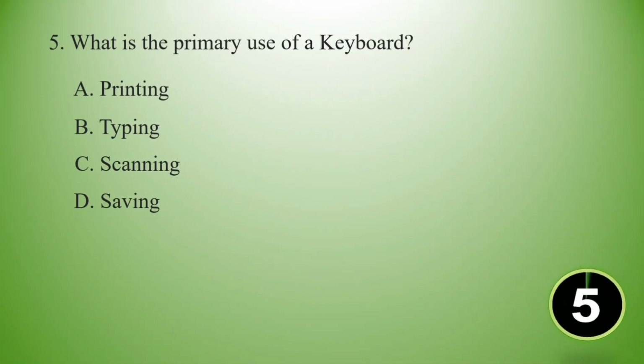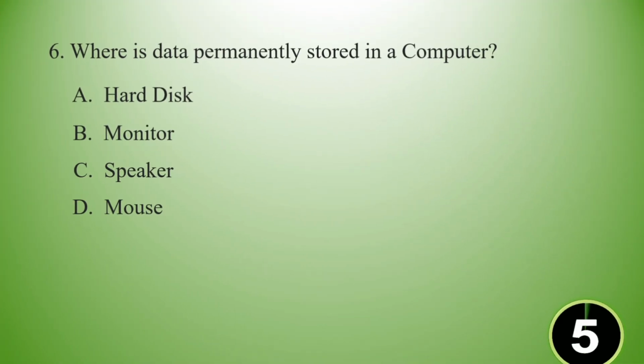Fifth question is, what is the primary use of keyboard? And the answer is typing. Sixth question is, where is data permanently stored in a computer? And the answer is hard disk.